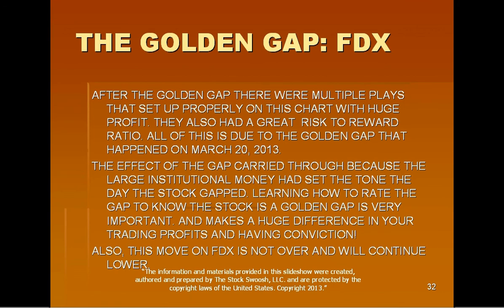So after the Golden Gap, there were multiple plays that set up properly on this chart with huge profit. They also had a great risk to reward ratio, and all of this is due to the Golden Gap that happened on March 20th, 2013 in FDX. The effect of that gap carried through because the large institutional money had set the tone the day the stock gapped. That is why this is working so well, because selling is still going on in it. And we're going to go back and look at the daily chart again.